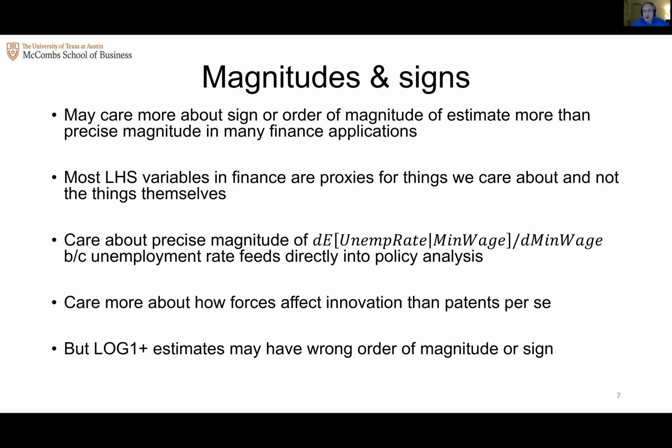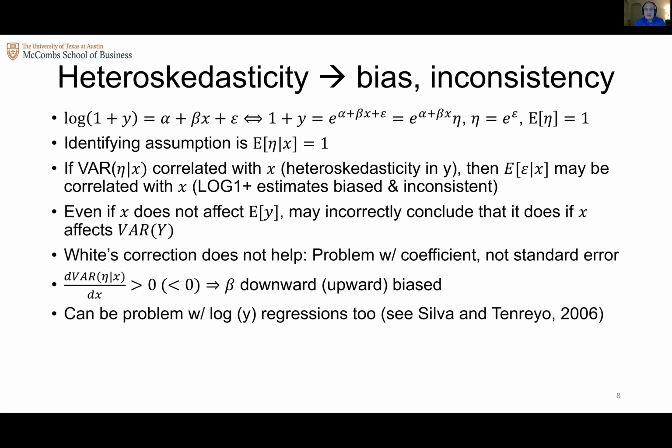The problem is that these log of 1+ estimates may also give the wrong sign or the wrong order of magnitude. So there are going to be issues in terms of bias and consistency when it comes to these log of 1+ regressions. There are really going to be two reasons for this. The first is heteroskedasticity, which you normally don't think of as being something that induces bias.